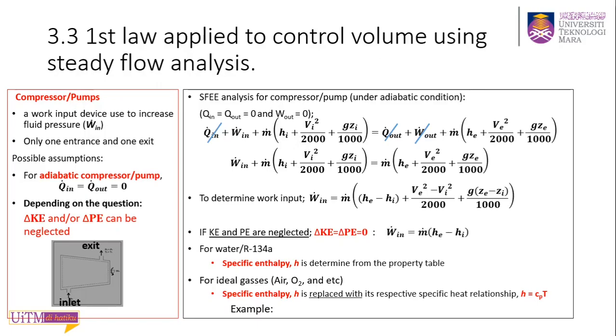As you can see in the SFEE, there is the term for specific enthalpy, h. For values of specific enthalpy, it will depend on the type of substance, and for water and refrigerant R134A, the values for specific enthalpy are read using the property table. For gases, the term for specific enthalpy is replaced with its relationship with specific heat, CpT.